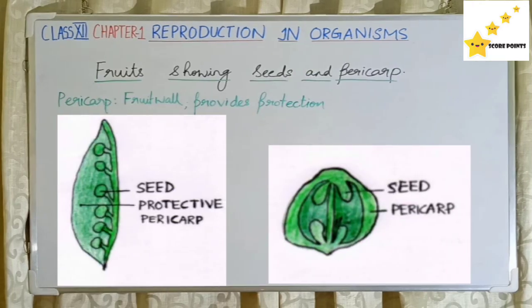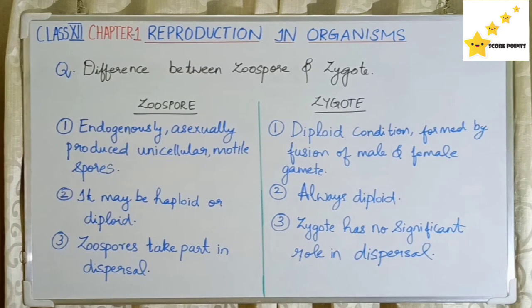Now we can see the example of some fruits showing seed and pericarp. Seed is found inside. Now we can learn an important question from this chapter: the difference between zoospore and zygote. Zoospores are endogenously, asexually produced unicellular motile spores. Zygote is diploid in condition and is formed by fusion of male and female gametes. Zoospore may be haploid or diploid. Zygote is always diploid. Zoospores take part in dispersal, whereas zygote has no significant role in dispersal.